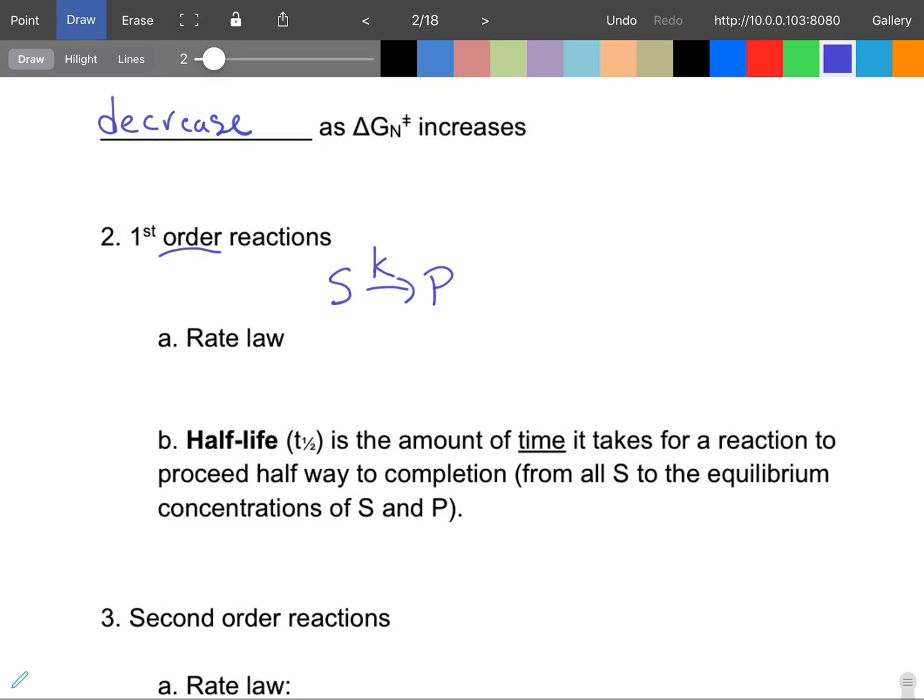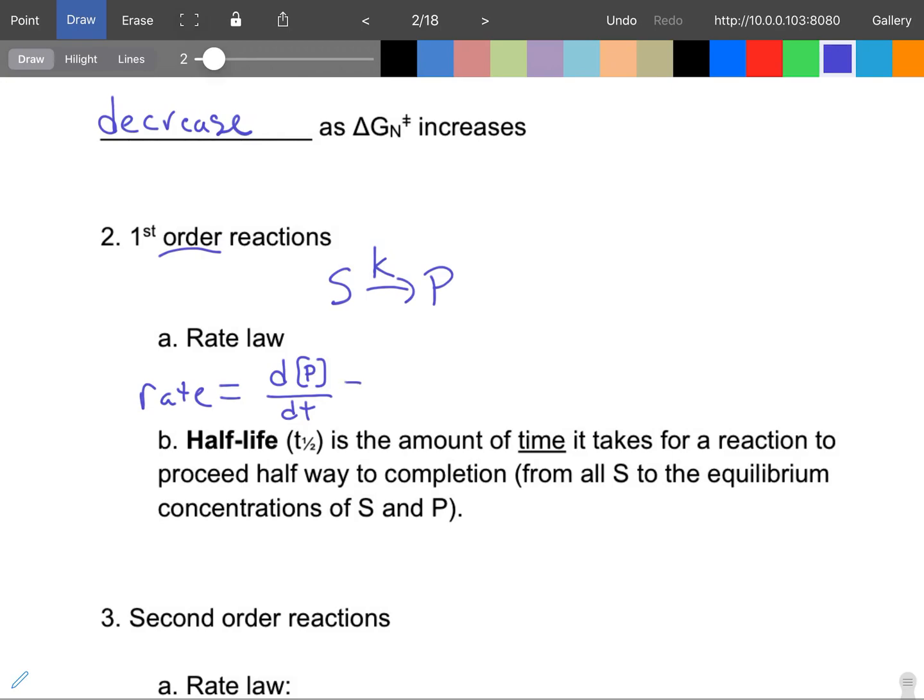And the rate law then of this, the rate of the reaction, which is equal to, by definition, the change in product concentration over time. That's all dP/dt means in that case, is the change in the concentration of product over time.